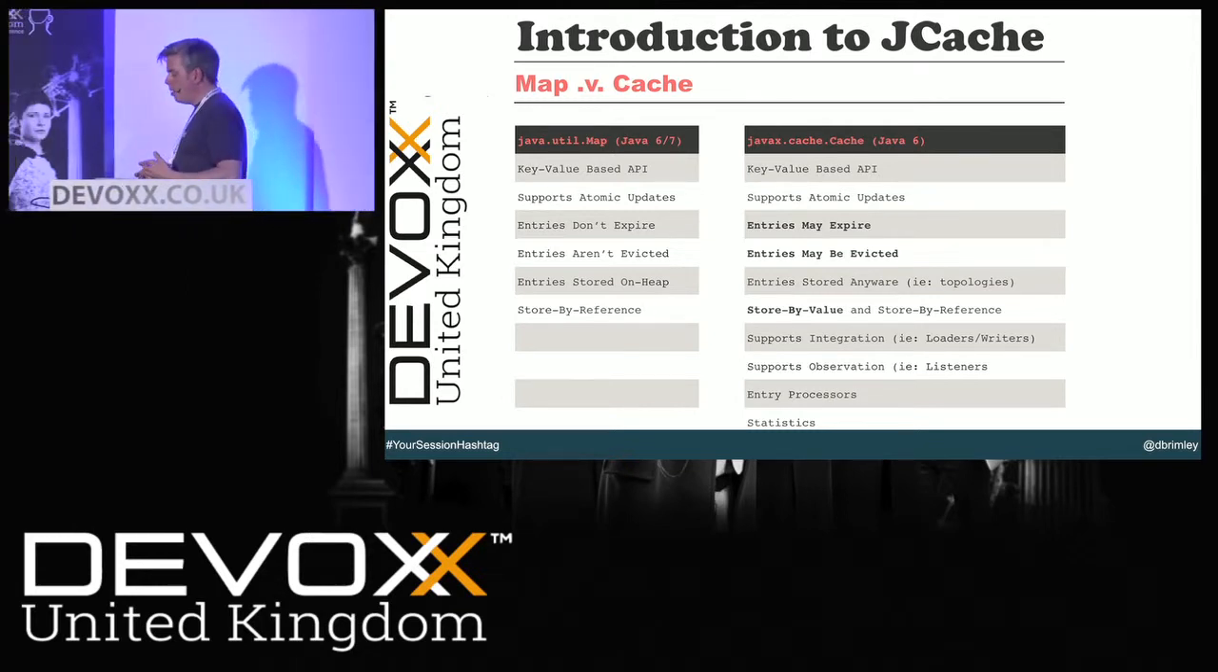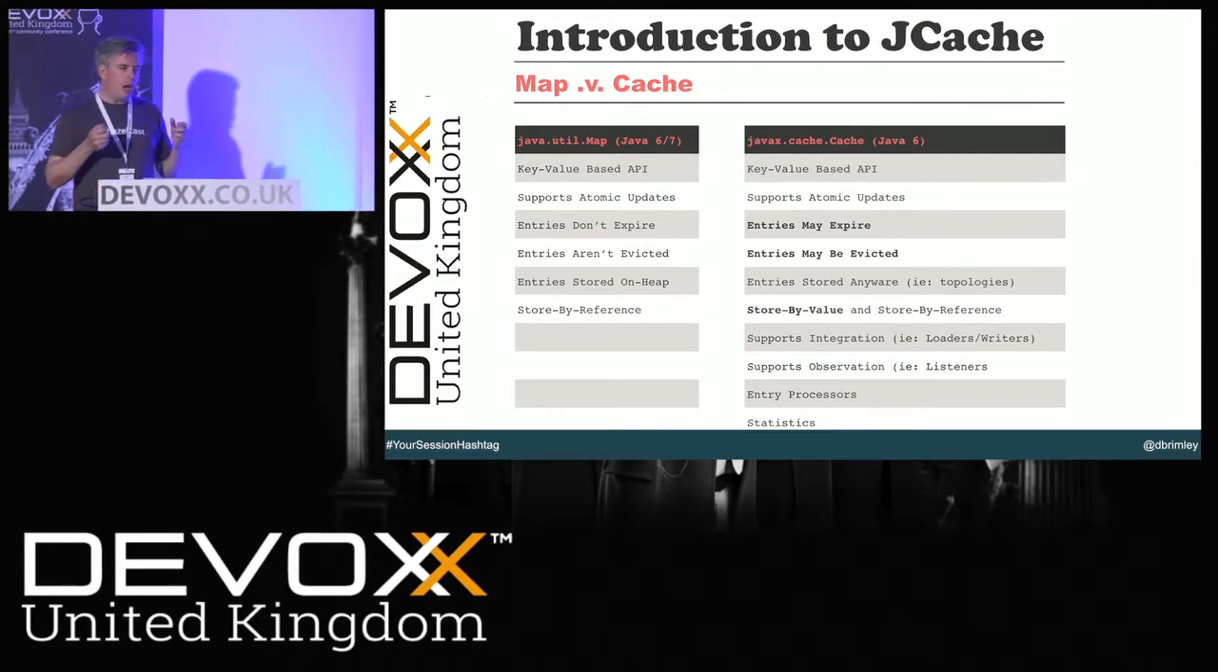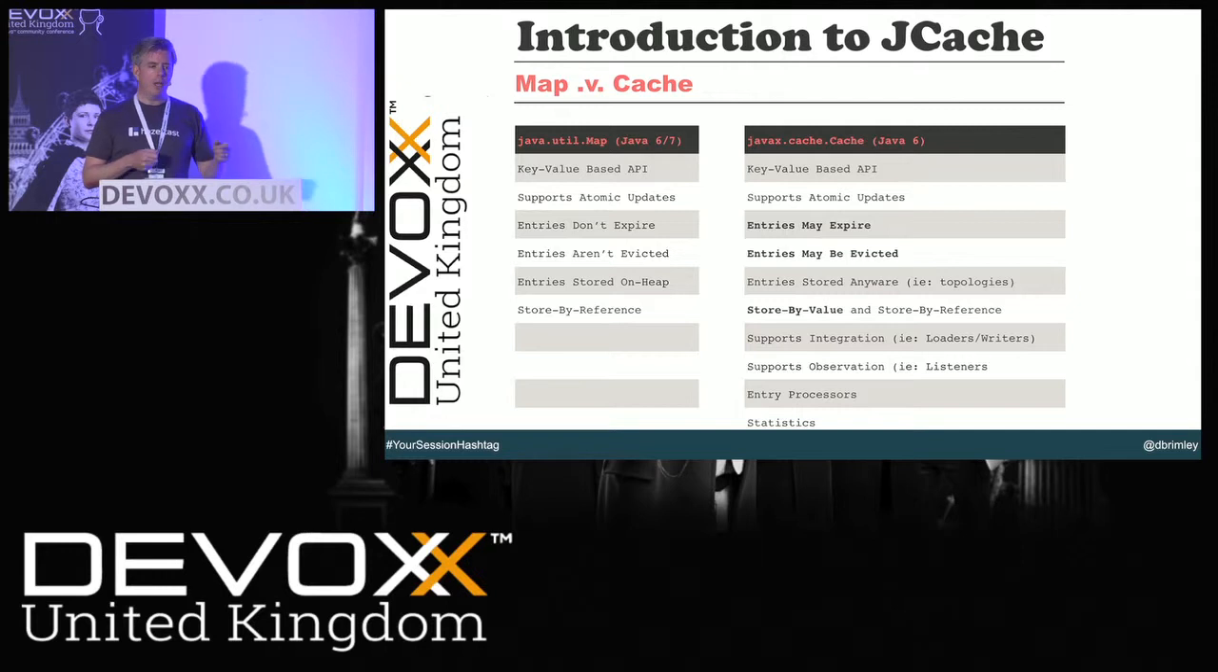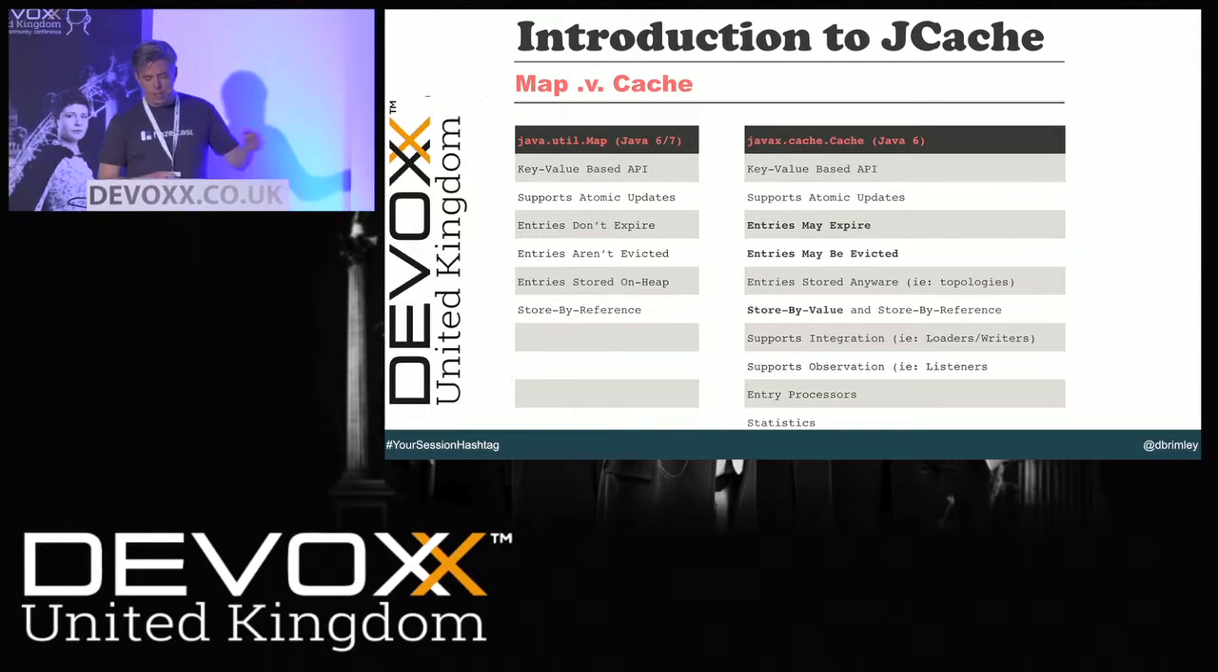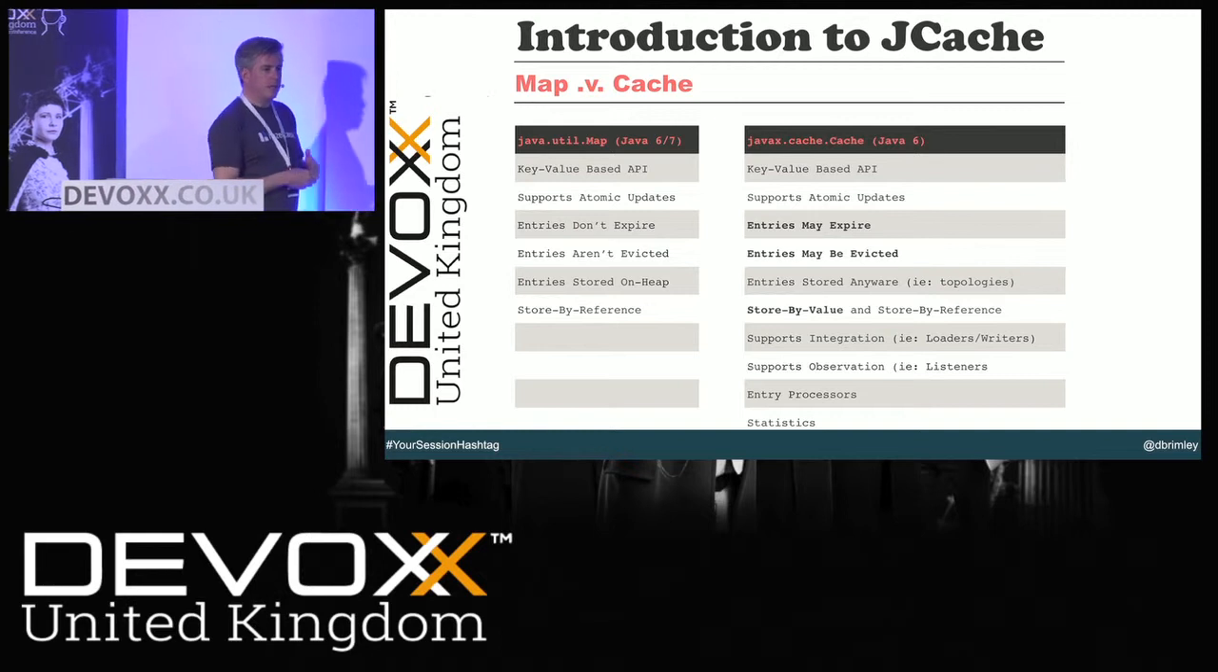So we can start to register callbacks and listeners against the cache, and we can get callbacks and be informed when things happen inside the cache. Okay? And then finally, there's statistics, and then there's entry processors.